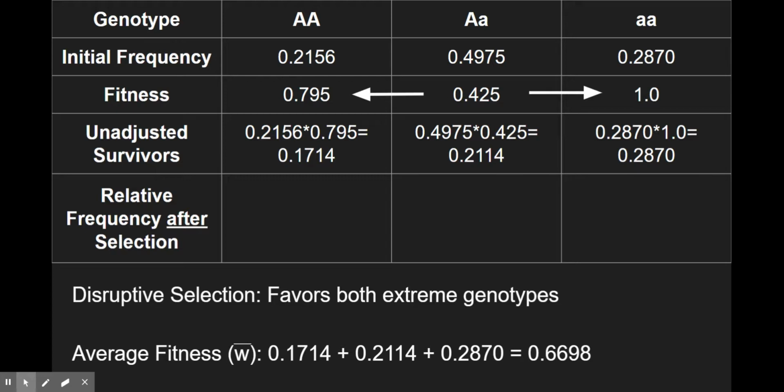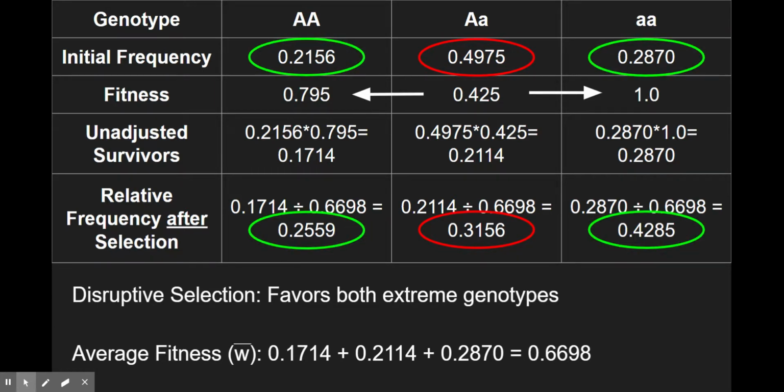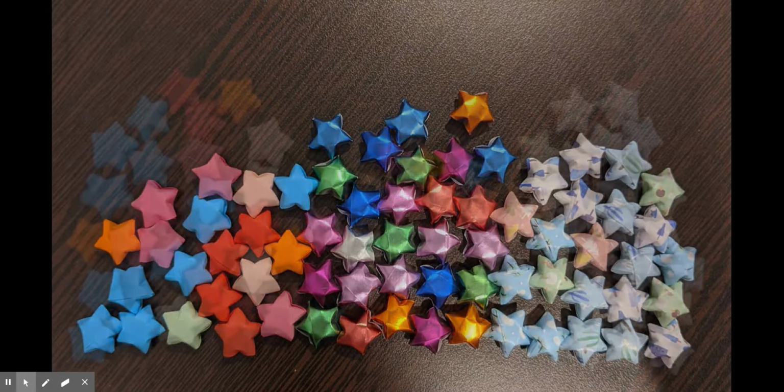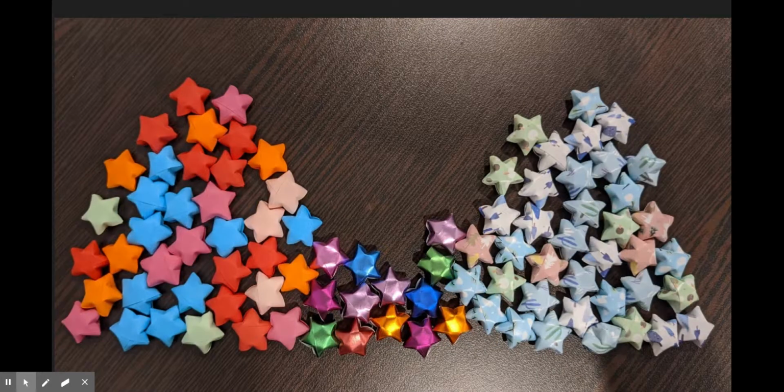Now with this number, we can divide the unadjusted survivors in order to give us our relative frequencies. Now, if you compare our initial frequencies to our frequencies after selection, you'll notice the frequency for heterozygous shiny individuals has decreased, and the frequency for our two homozygous groups has increased. Over time, this disruptive selection will push our phenotypic traits to the extremes, and we'll observe a bimodal population like this.